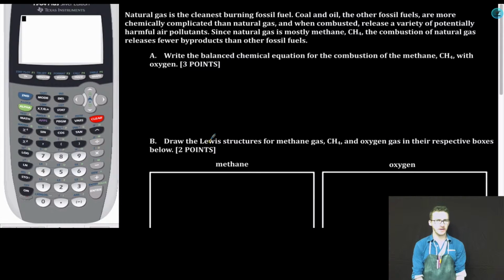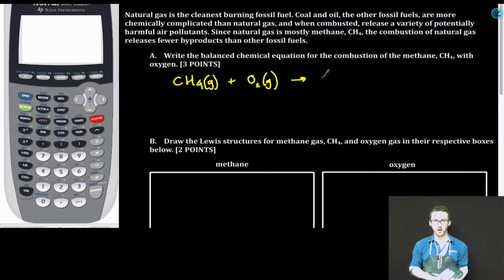Part A. Write the balanced chemical equation for the combustion of methane, CH4, with oxygen. Easy. CH4, gas, plus oxygen, gas, don't forget it's diatomic, is going to form carbon dioxide, gas, and water, gas. Really important that you can recognize a combustion reaction: reacting with oxygen, forming carbon dioxide and water.